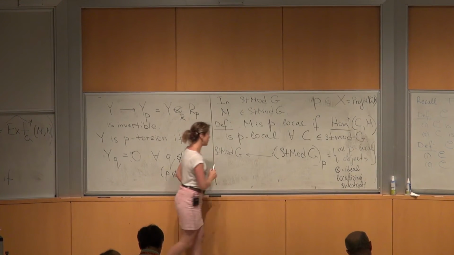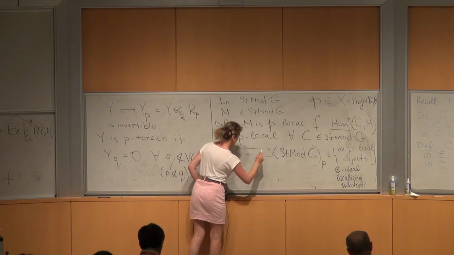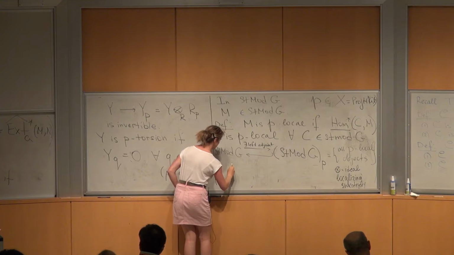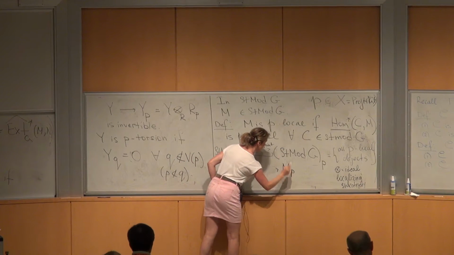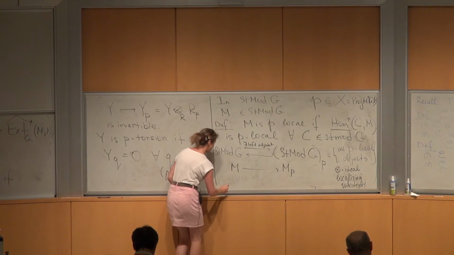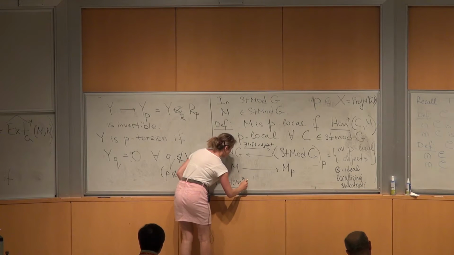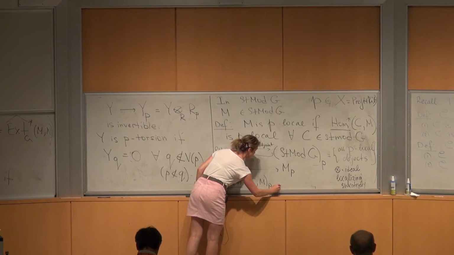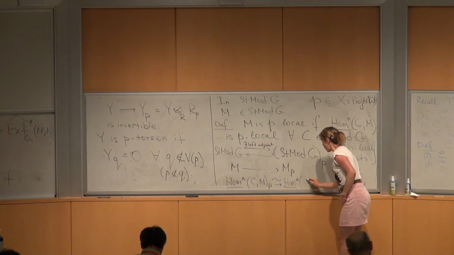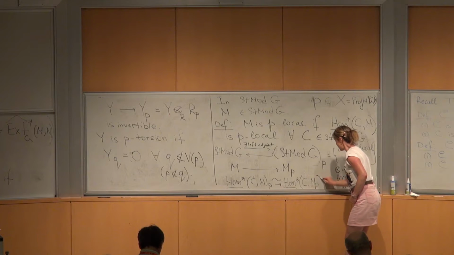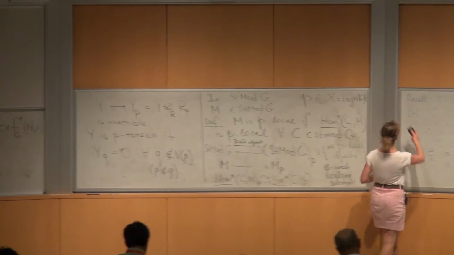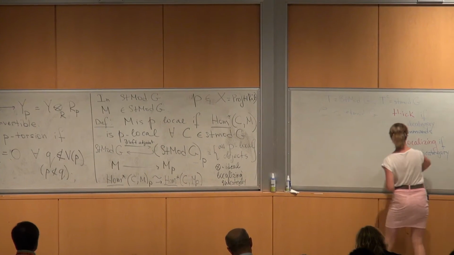This means that this embedding has a left adjoint, which we'll denote by M_P. So this is the localization of M at the prime ideal P. The property that it satisfies by construction is that if we try to compute the graded Hom and localize at P, then this functor gives an isomorphism in the graded Hom from C to M_P. So we can go from M to M_P. It's a localization of M at P.